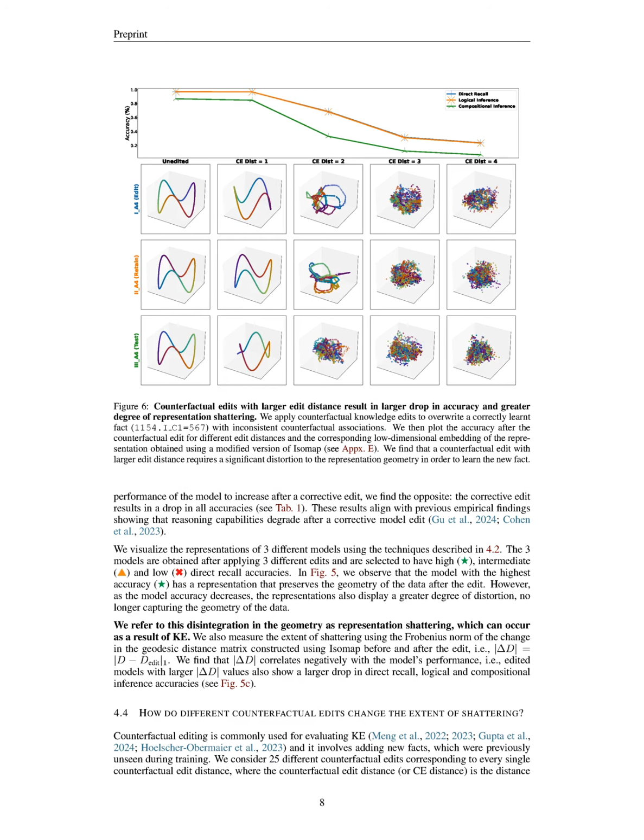The extent of this shattering correlates with the distance of the edit. In this case, the change from February to March, a distance of 1, results in less distortion compared to a hypothetical edit from January to July, a distance of 6, which would likely cause even greater degradation in the model's reasoning and factual recall capabilities.